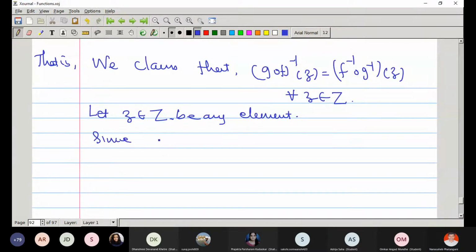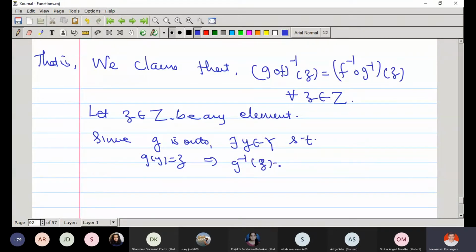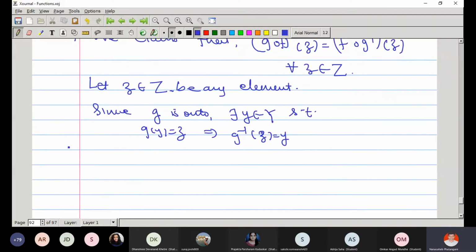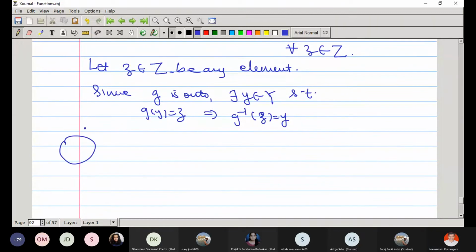Since G is onto, there exists Y in Y such that G of Y is equal to Z, correct? That means G inverse of Z is equal to Y. So we have selected z from Z, and we are looking at a particular z, and we found some Y which corresponds to this z.